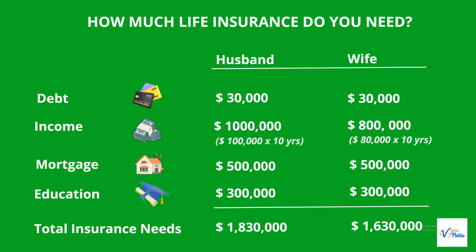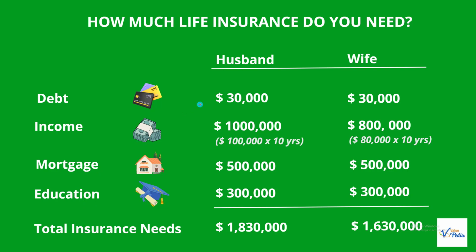Now, how do you decide how much life insurance you actually need? Let's look into this situation, a husband and a wife, right? And the way you calculate the amount of life insurance that you need, you use the DIME method. D stands for debt, I stands for income replacement, M stands for mortgage, E stands for education.